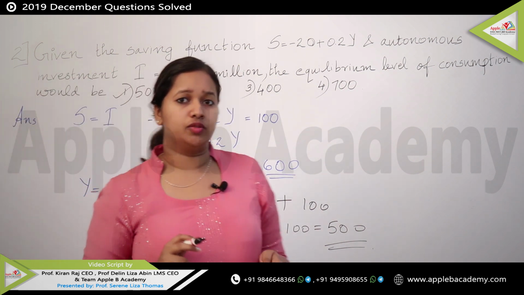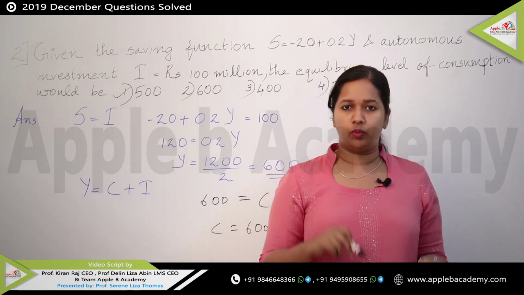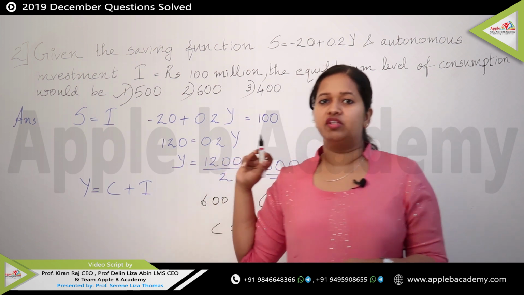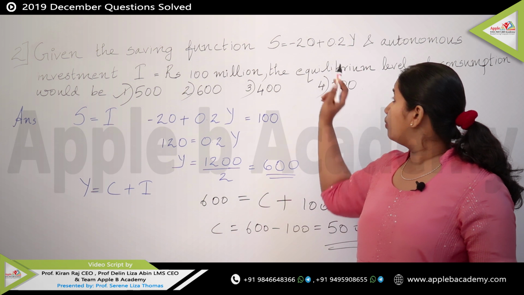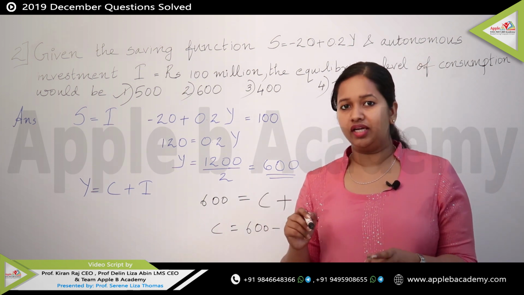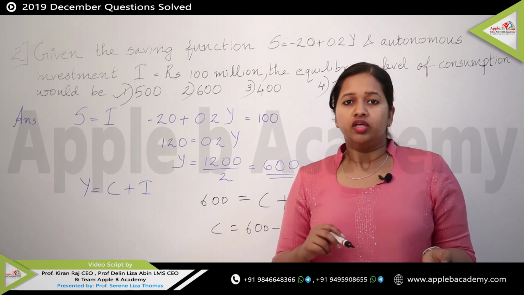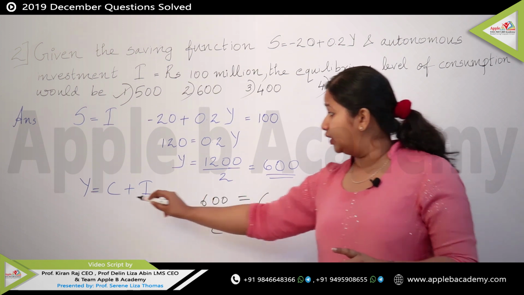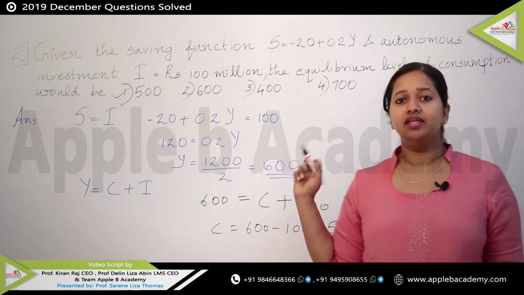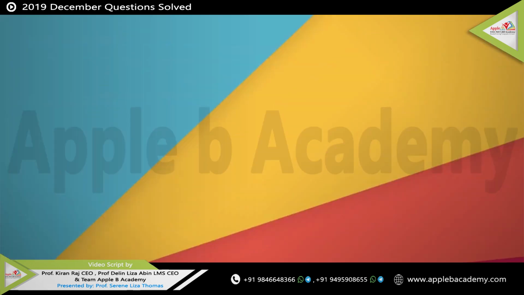I will just explain it once more. At equilibrium, saving is equal to investment. So we are equating the savings function and investment. Investment is given as 100. So you get minus 20 plus 0.2y is equal to 100, y is equal to 600, and again we know that y is equal to c plus I. So 600 is equal to c plus 100 and c is equal to 600 minus 100, which is equal to 500.